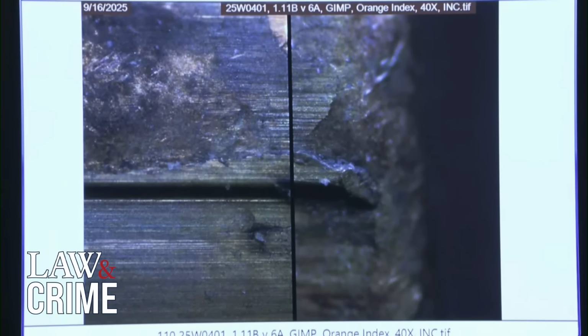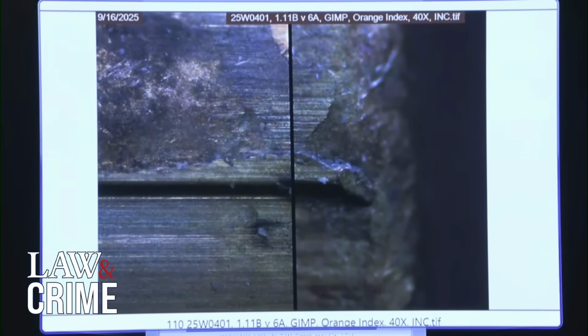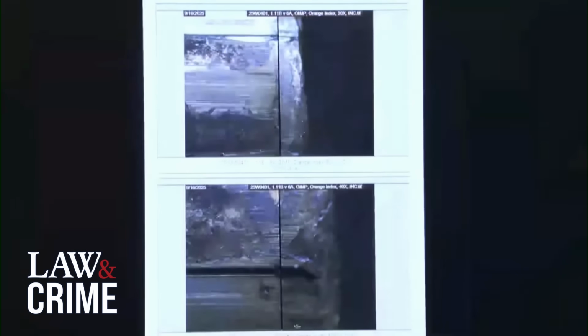How about this one? This is another zoomed in of the previous photo, focusing in on that bottom area of agreement. So we went from 30x to 40x and just highlighting one specific area, and this is showing you agreement. Next photo.